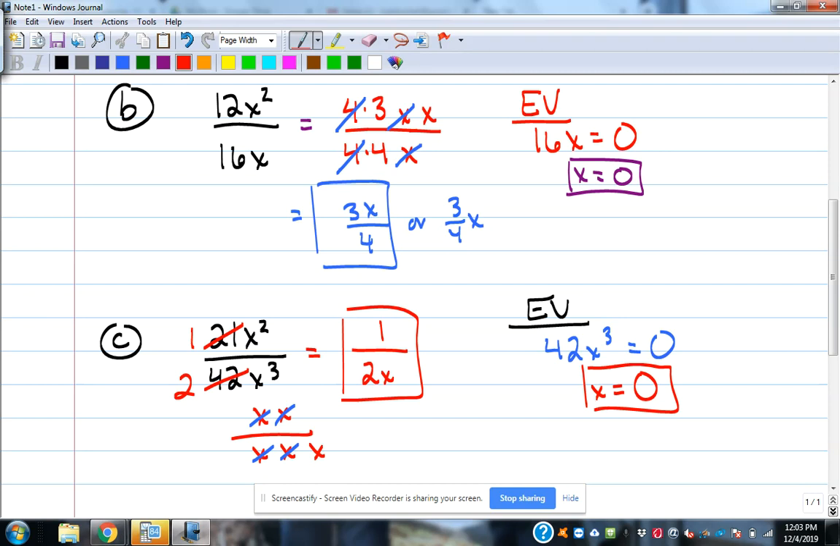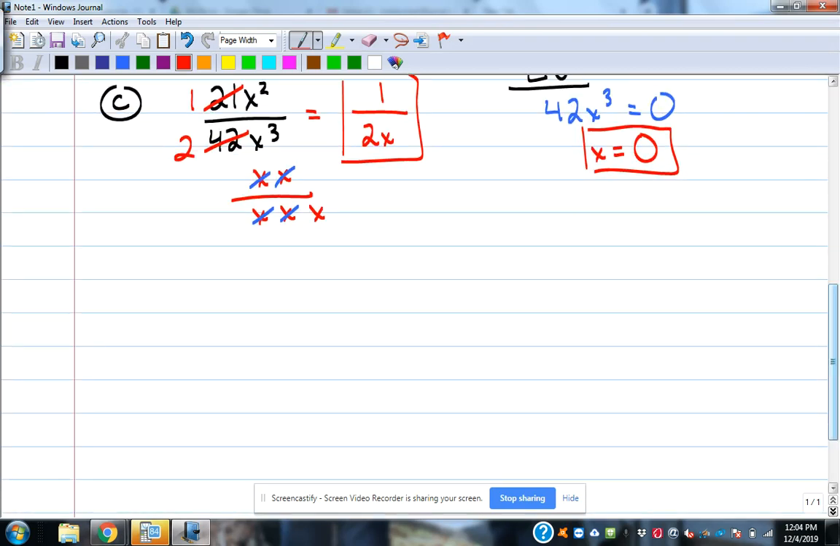Remember, we want to do our excluded values with the original denominator, not the simplified one. Okay. Doesn't really matter much on the last couple of problems, but when we get to larger polynomials, it will. It'll be an important thing. Okay. So matching factors are what we're canceling out, and then getting our excluded values before we do that.